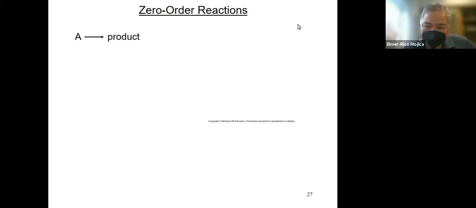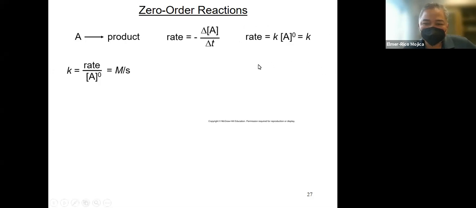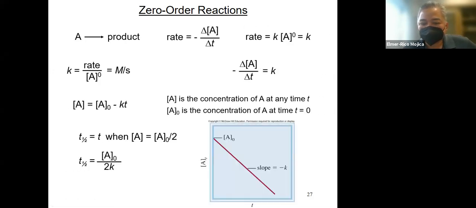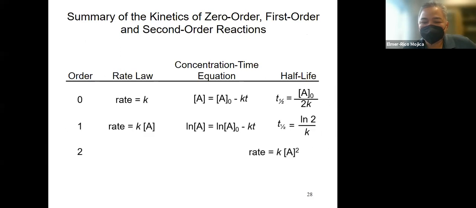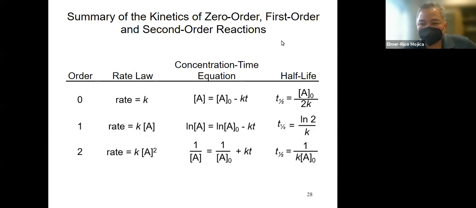So first order, we have what we call time versus ln of A. Second order, we have time versus 1 over A. And the zero order, we have time versus the concentration. And we have the respective half-life between them.